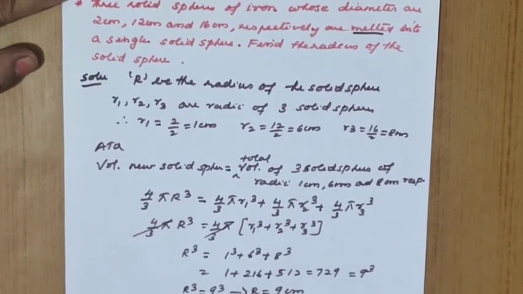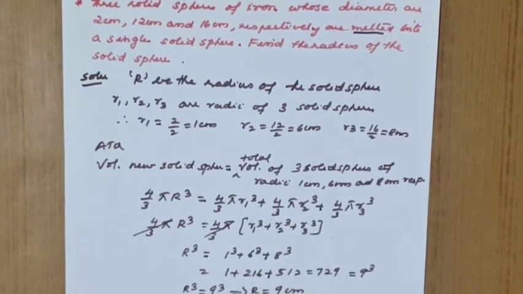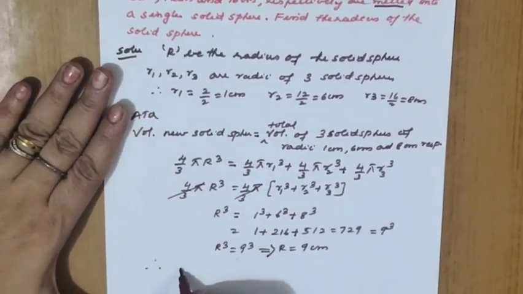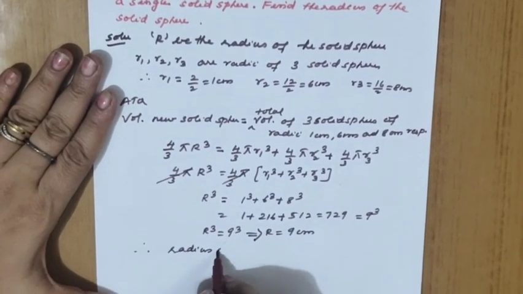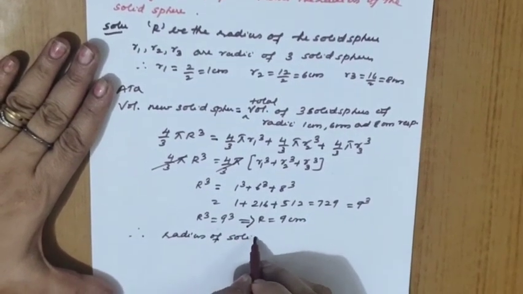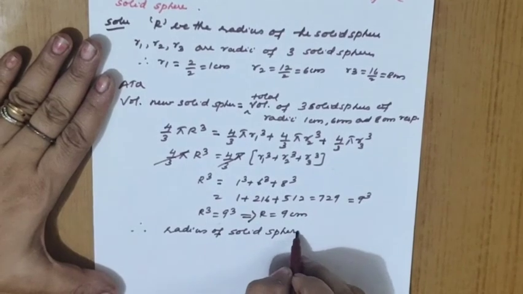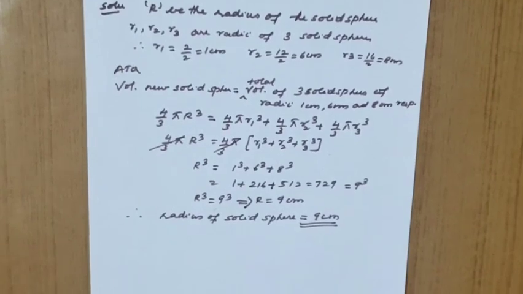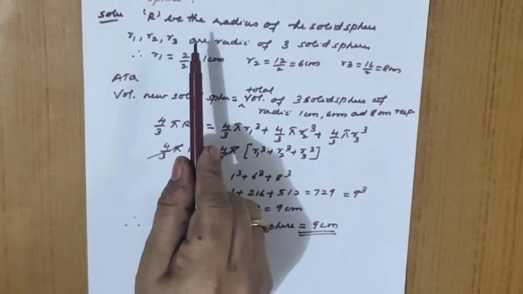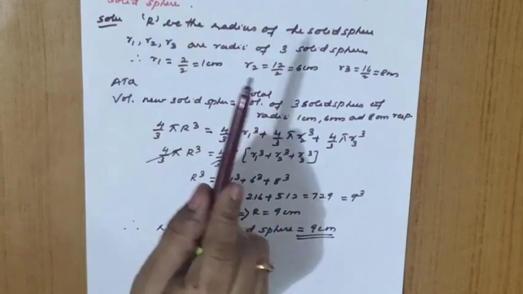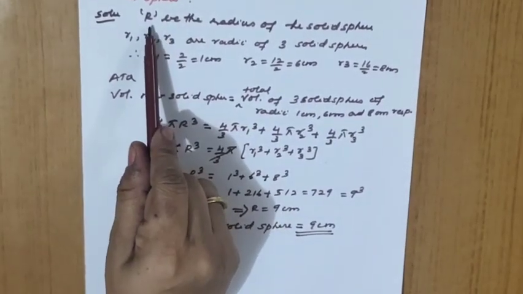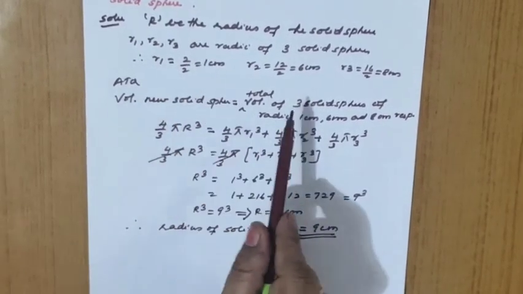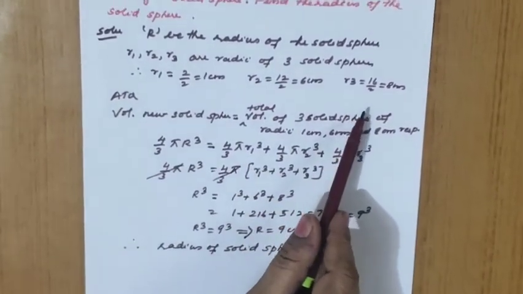So what is the conclusion? Radius of the solid sphere equals 9 centimeter. Once again, three solid spheres are melted and formed a new solid sphere. The new solid sphere radius is capital R. The smaller solid spheres are R1, R2, R3. Since diameter is given, we have calculated their radii respectively.